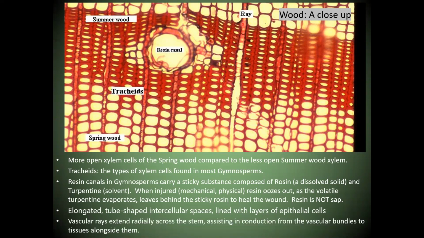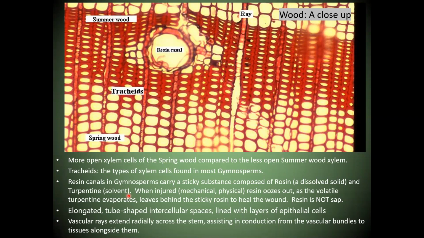Vascular rays, these things that you see, are called vascular rays, right? Or just rays. They extend in a stem cross section. They extend radially, like a radius, right? From the center, from the pith towards the bark. They radiate across the stem.